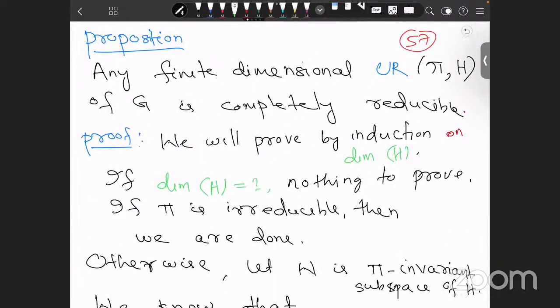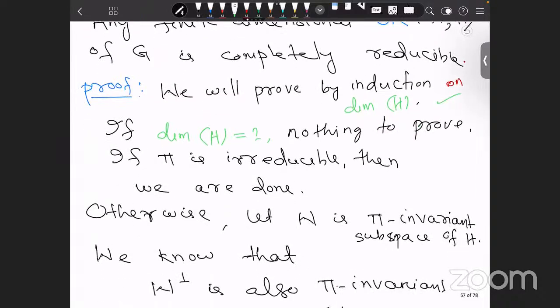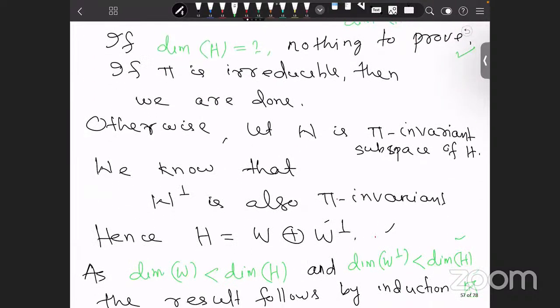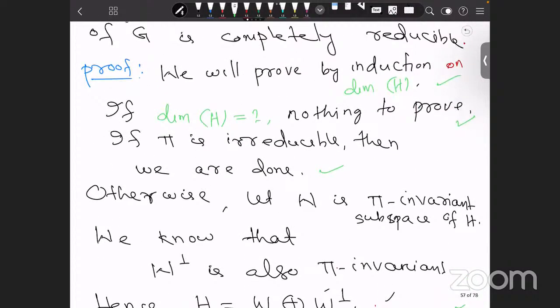Now, first proposition: any finite dimensional unitary representation of G is completely reducible. You must have seen this in the case of finite group representation theory. We will prove it by induction on the dimension of H. If the dimension of H is equal to 1, there is nothing to prove. If pi is irreducible, then we are done. In this case also, nothing to prove.